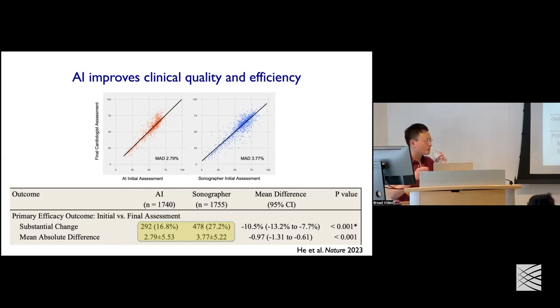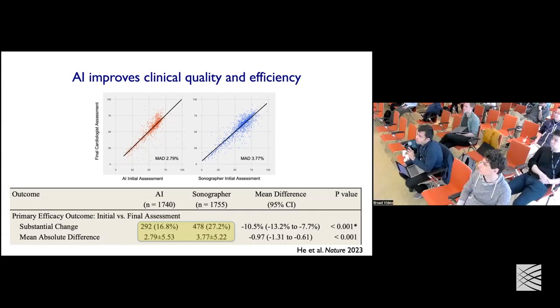If AI is rarely assessing above 75, whereas the sonographer is assessing over 75 quite a large proportion of the time, is that some kind of inbuilt bias in the algorithm that it doesn't do that?